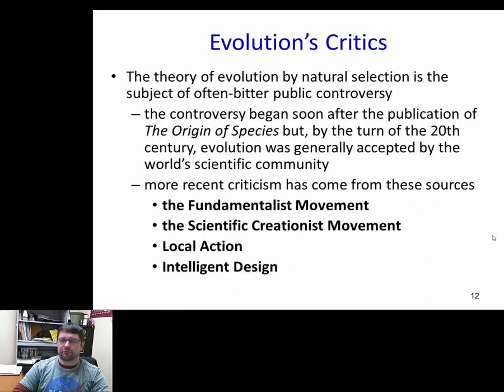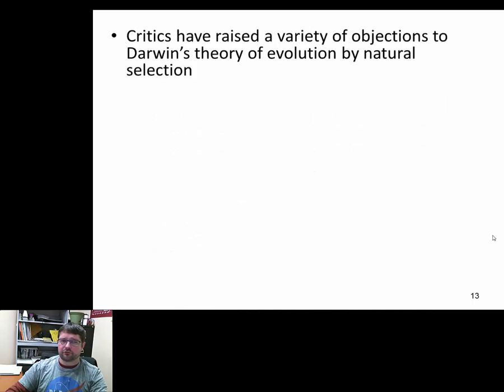So the main groups of individuals that have criticism of evolution would be the fundamentalist movement, the scientific creation movement, local action that would come from school boards or other entities that might have a say in what children are exposed to, things like that. And then the most recent would be what we call the ID group, or the intelligent design group. Okay. Now, what are their criticisms?